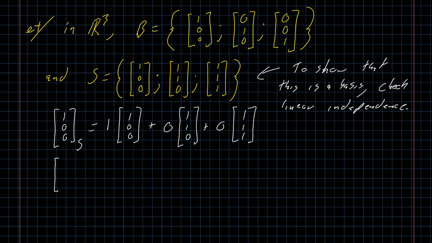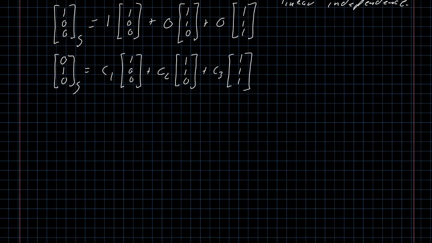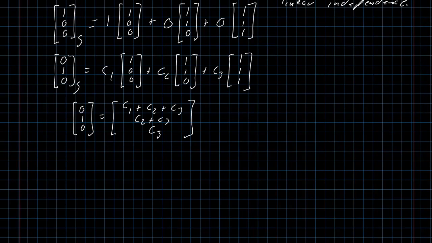If I want to take 0, 1, 0 and represent it under S, that means I'm going to need some C1 times 1, 0, 0 plus C2 times 1, 1, 0 plus C3 times 1, 1, 1. If I expand out on the right-hand side, I have the first component is C1 plus C2 plus C3. The second component is C2 plus C3, and the third component is C3. All right, that's a system of equations that I could solve using any of the techniques for solving systems of equations we have talked about. In this particular case, it's really easy to do by inspection.